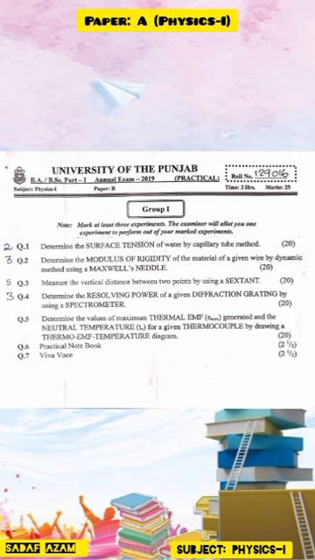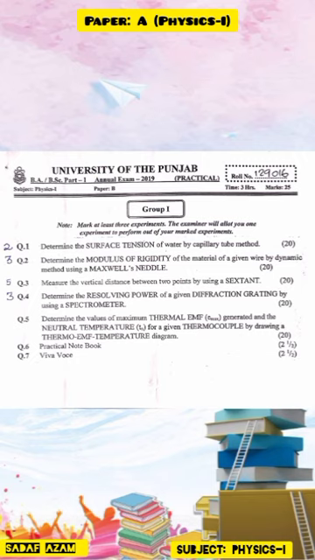University of the Punjab, BA BSc Part 1, Annual Exam 2019, Practical. Subject Physics 1, Paper B. Time 3 hours, marks 25. Group 1. Note: mark at least 3 experiments. The examiner will allot you 1 experiment to perform out of your marked experiments.